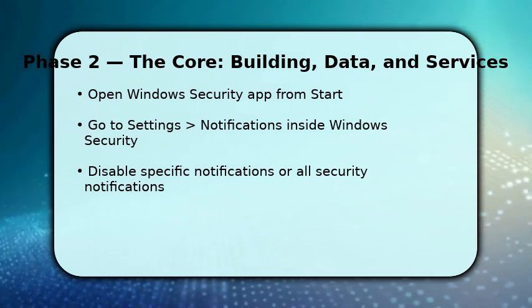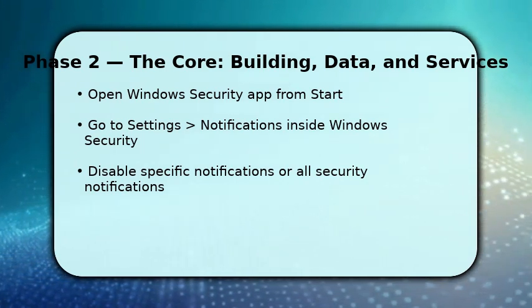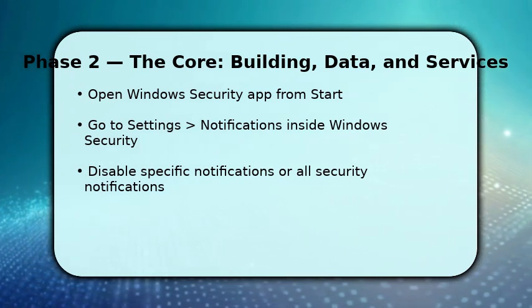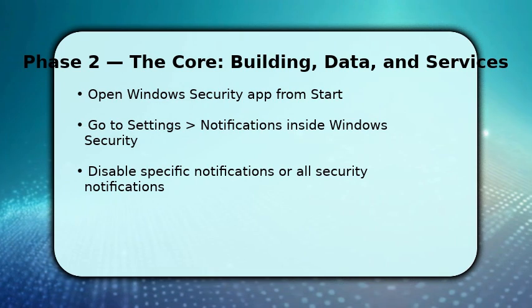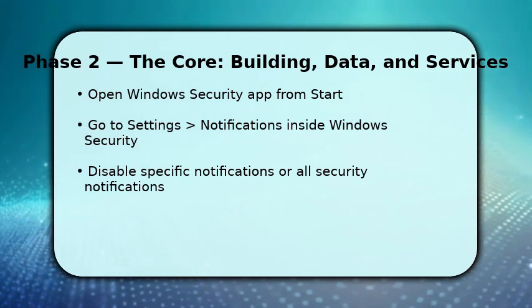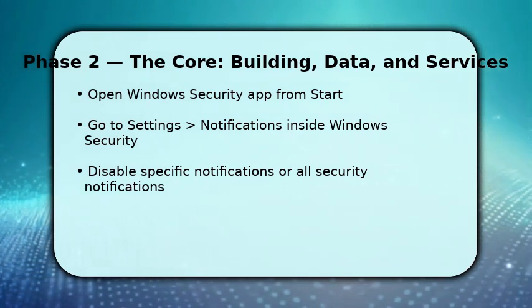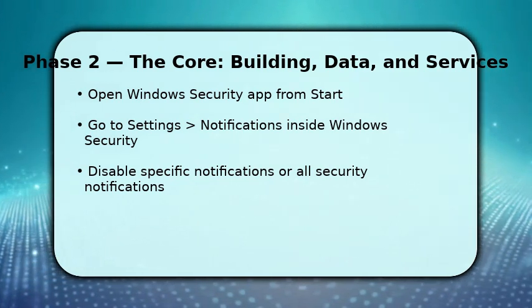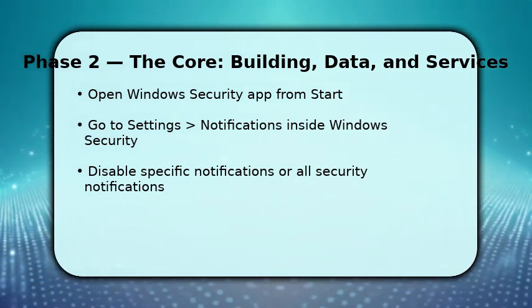Here you can turn off the specific notification types that trigger the icon or disable app notifications entirely if you prefer. You do this because persistent notifications can re-show the icon. By silencing them, you prevent automatic reappearance while keeping background protection active. Make sure to save or confirm changes before closing the app.